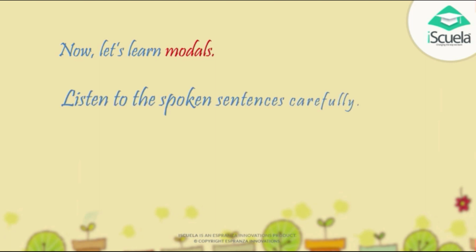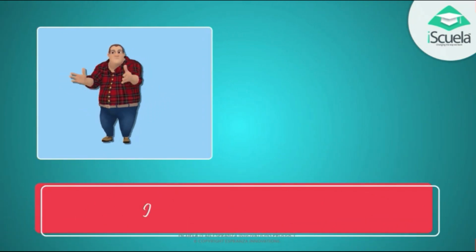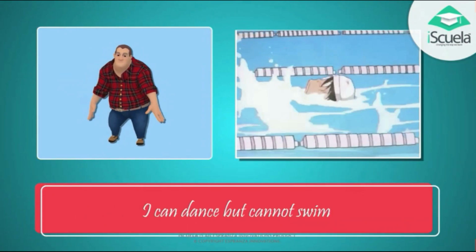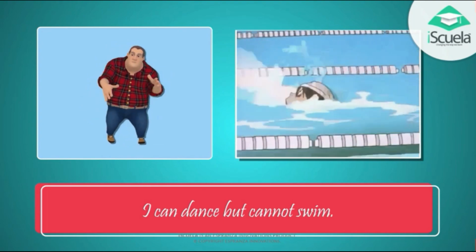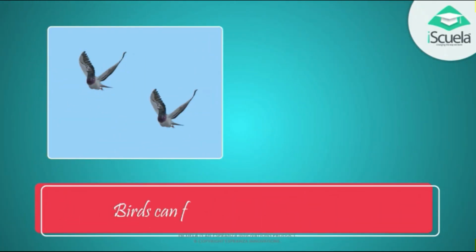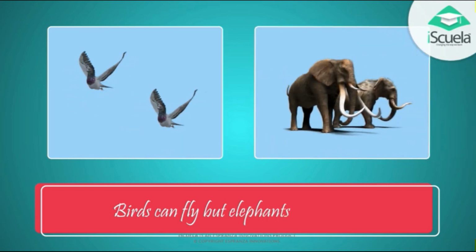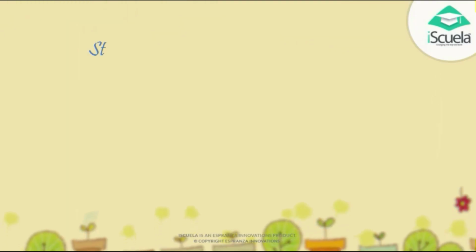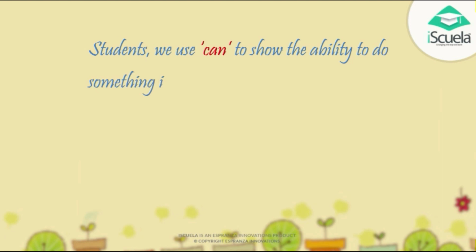First of all, listen to these spoken sentences carefully. I can dance, but cannot swim. Birds can fly, but elephants cannot fly. Students, we use can to show the ability to do something in the present.